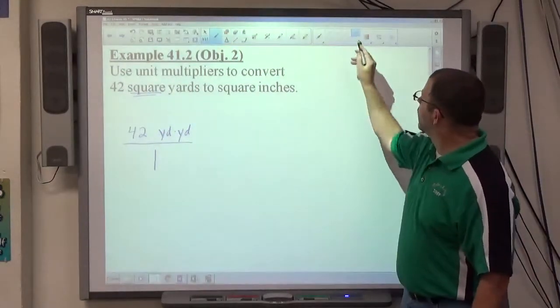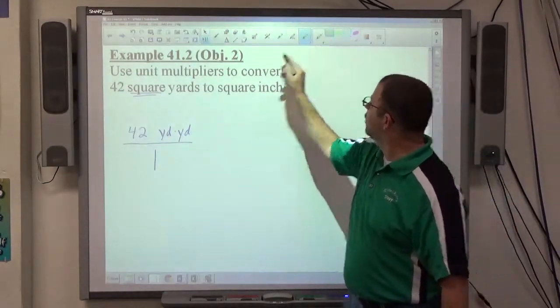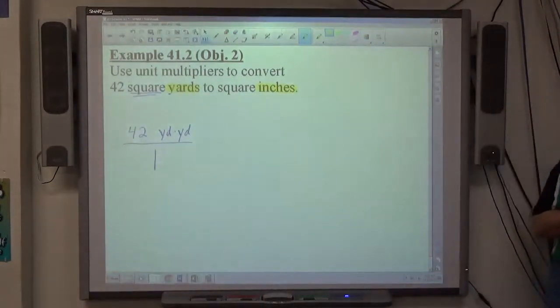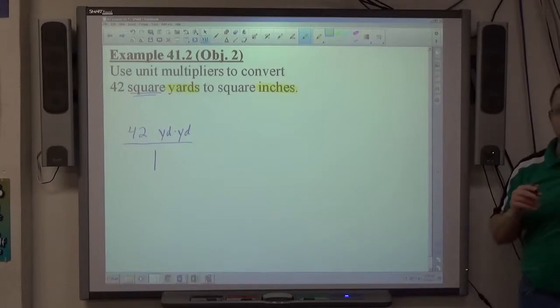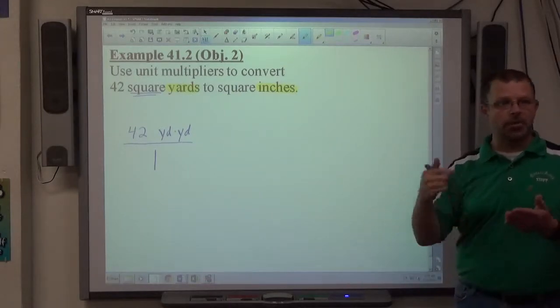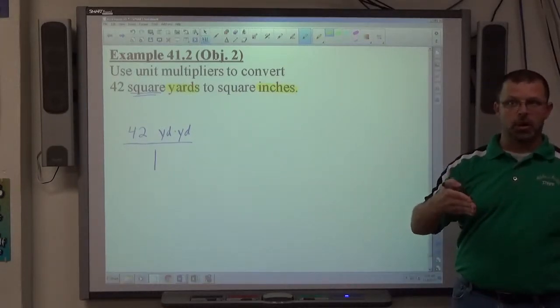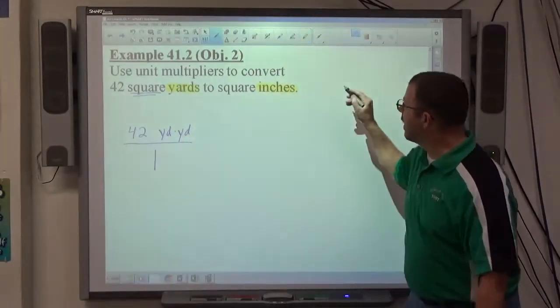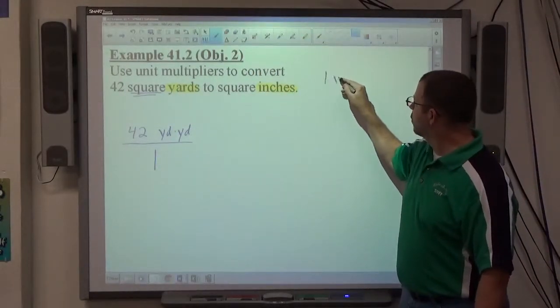The fact that I'm going to use to go from yards to inches is what? There's 2 ways to go about doing this. 36 inches in a yard is the best way to go about doing it. The other option is to go 3 feet in a yard and 12 inches in a foot, so you can go that route too. But the quicker route is just to go the fact that there is 36 inches in 1 yard.